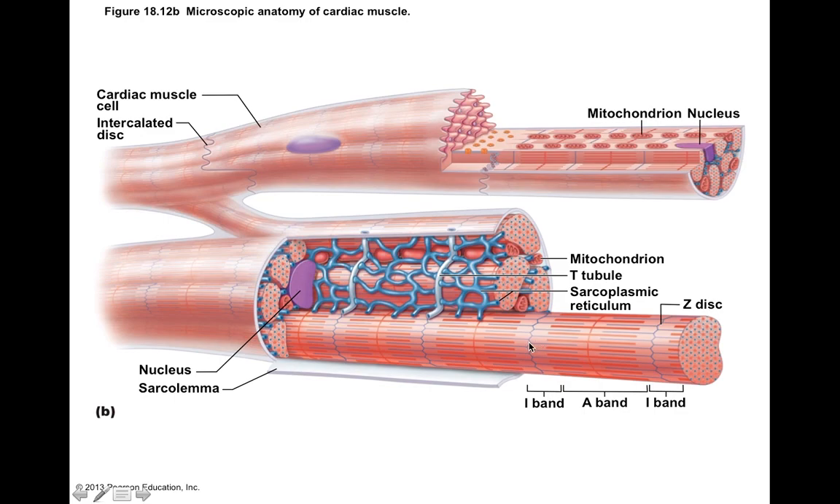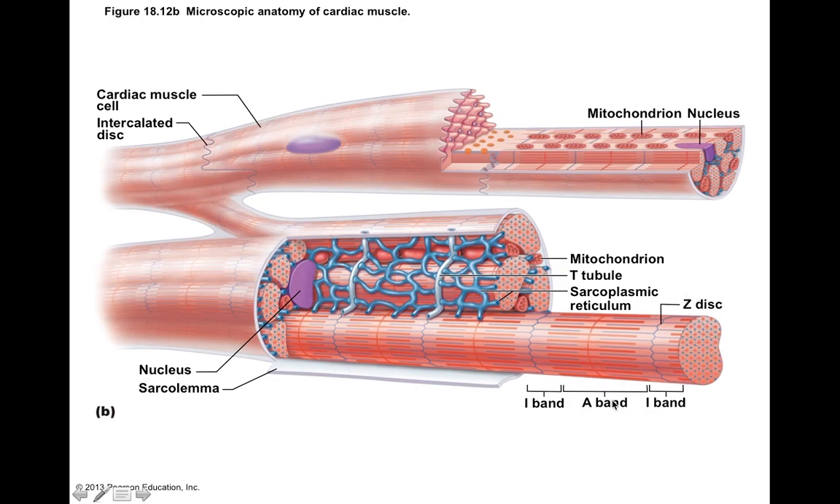And so remember, a sarcomere is the functional unit of muscle contraction, and it's basically the region between each Z disc here. So this is a Z disc, there's a Z disc, and this is one sarcomere. But there are many repeating segments of sarcomeres here, which makes this whole thing a myofibril.